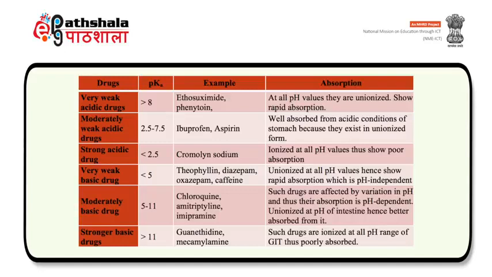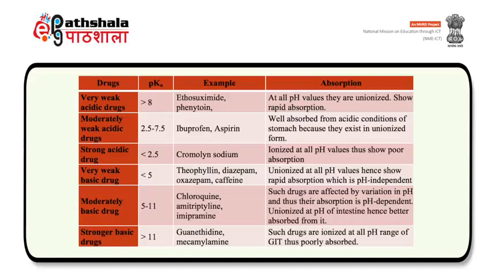For very weak basic drugs having a pKa less than 5, like theophylline, diazepam, oxazepam, nitrazepam and caffeine, they exist as unionized at all the pH values and hence show rapid absorption, which is pH independent.